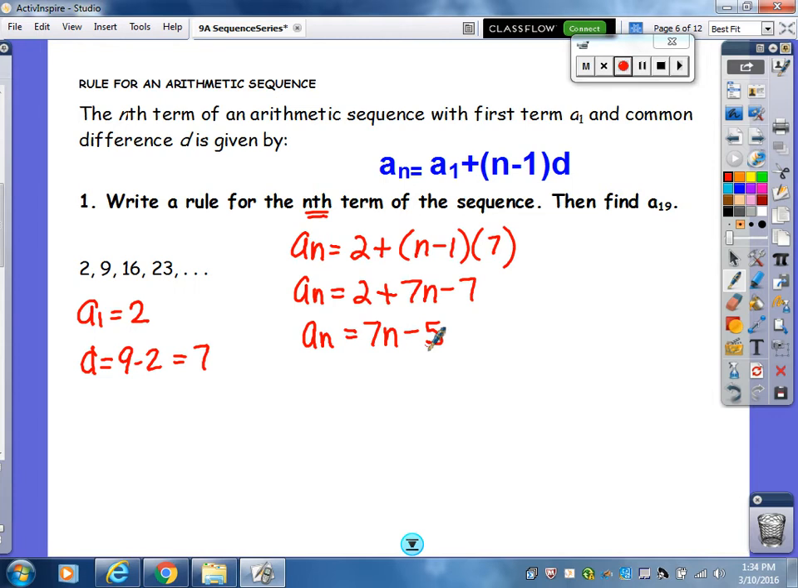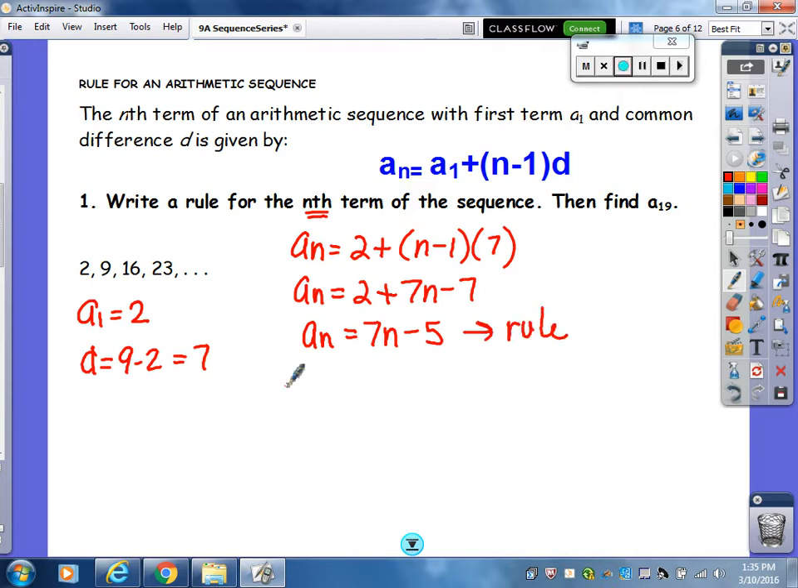All right, and notice this is linear, right? And where's my common difference? It's the slope of this linear equation here, all right? It's a rule from the arithmetic, but it always ends up being linear. All right, so there's my first answer. There's my rule. This is my rule.